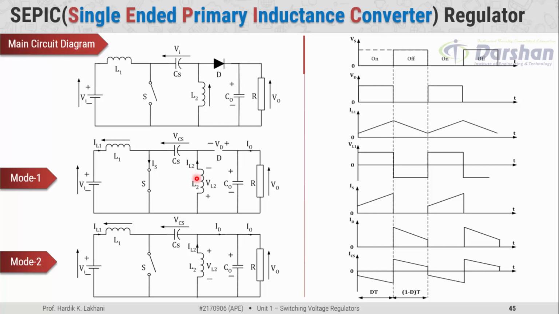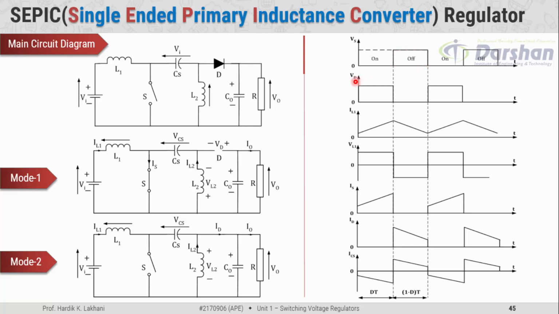Let us analyze the behavior of parameters with respect to time using this waveform. So as usual, the first one is the timing diagram, which shows how much time the switch is kept on and how much time the switch is kept off.